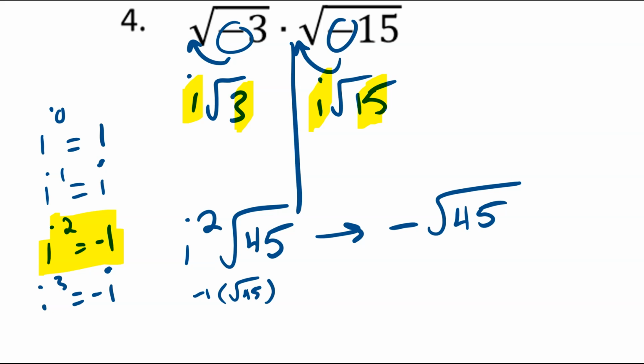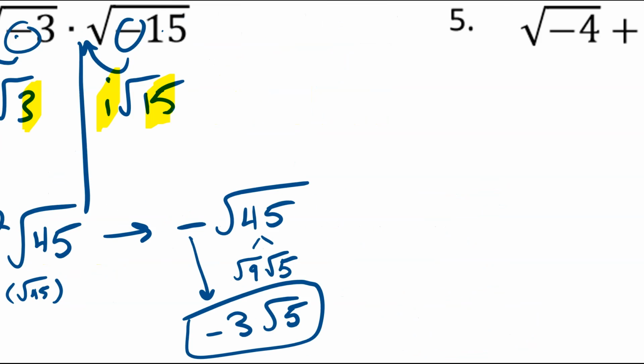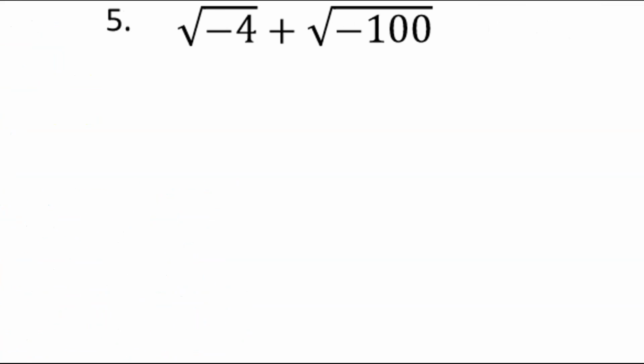And I just looked to see if I could simplify the radical. I know that 45 is a multiple of 9, and 9 is a perfect square. So I could break it into 9 and 5, and that radical 9 turns into a 3. And I just bring that negative down along for the ride. So remember, when you're multiplying or doing any operation with imaginary numbers or negatives under the radical, make sure you simplify first. Like for number 5.